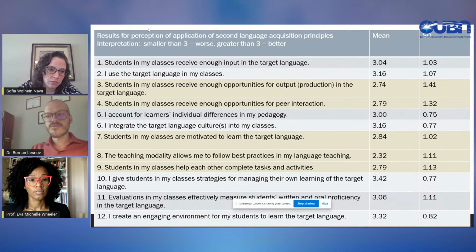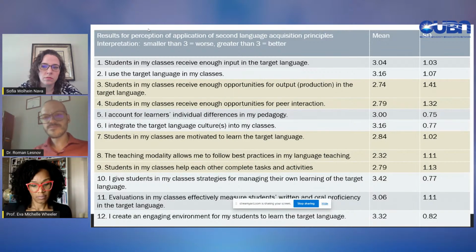So averages greater than 3 in the second column show that teachers were in a better position to apply the principle in the new virtual environment. Averages smaller than 3 show that teachers found it harder to apply the principle in the new environment. So you see the 5 principles highlighted in beige. So those highlighted principles, teachers found them harder to apply in the new environment.